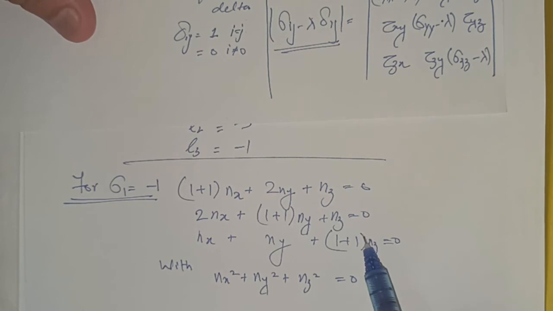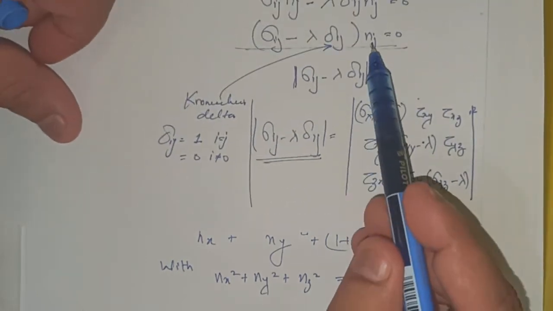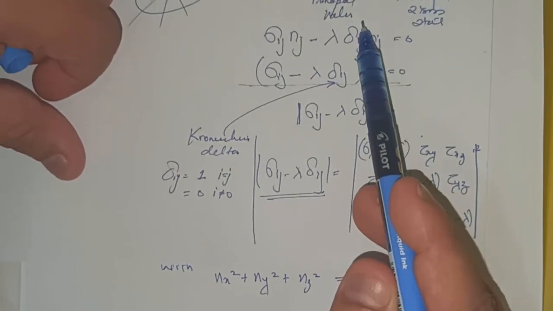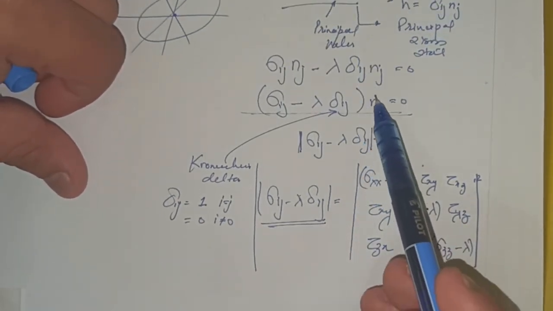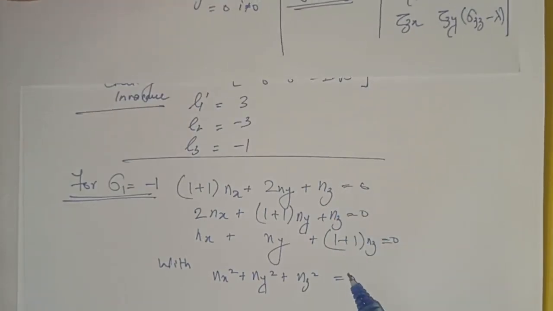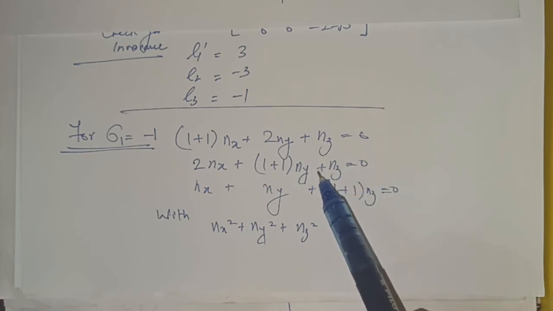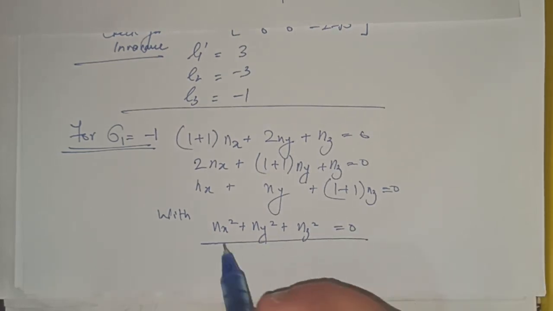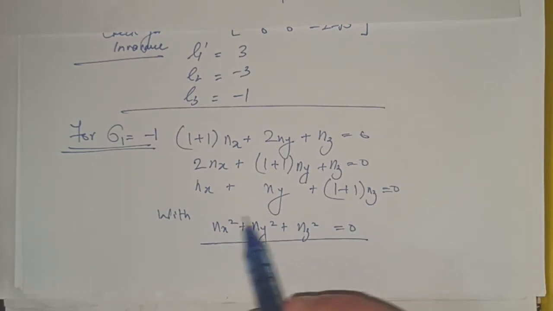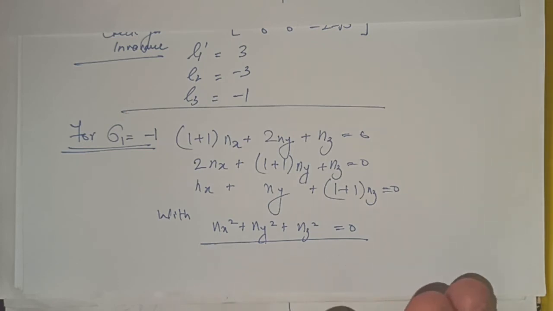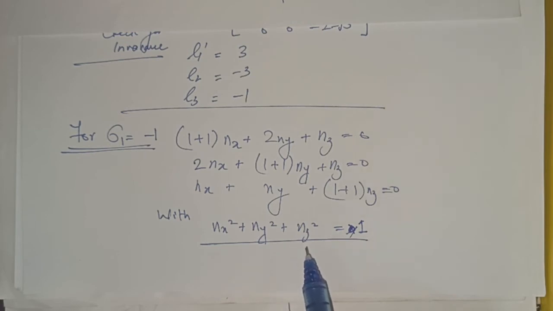So this equation will lead to these three simultaneous equations in nx, ny, and nz. From these three simultaneous equations, you can obtain nx, ny, and nz. If somewhere the system becomes indeterminate, you can use this condition: nx square plus ny square plus nz square equals 1. This is a constraint condition for the plane of the system.